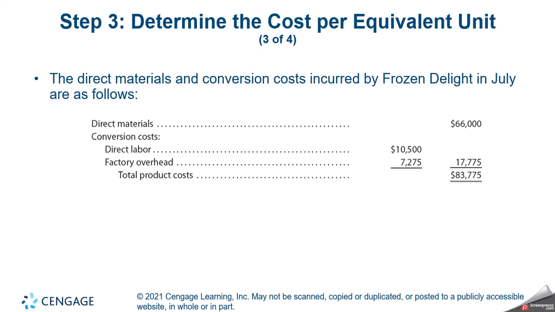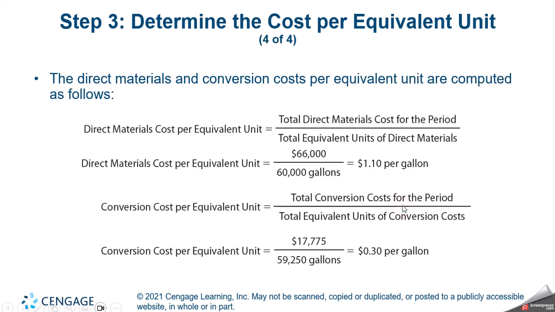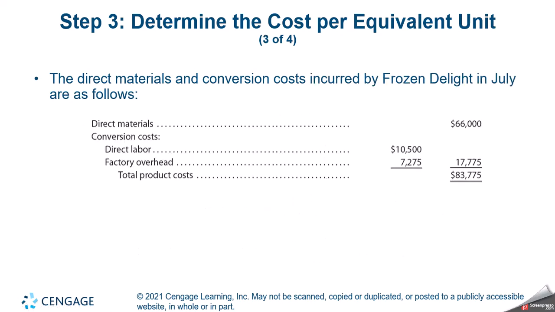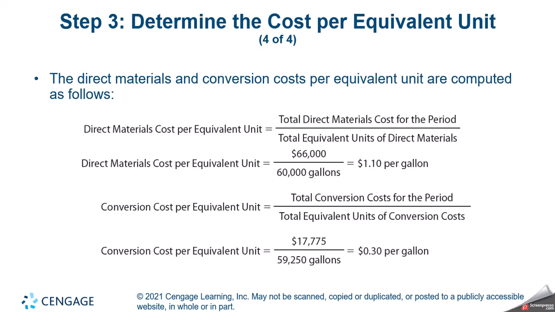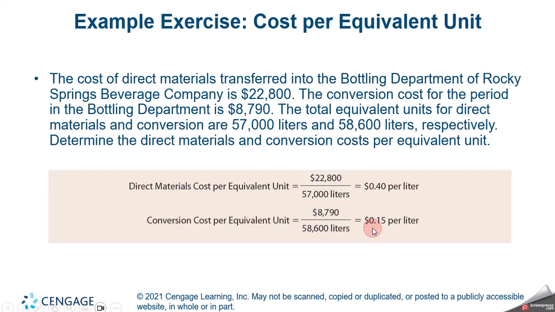So then we will allocate those out to our product costs based on these rates. So $1.10 per gallon is the total materials divided by the 60,000 gallons. Again, these were our total costs. So then our total direct labor and overhead, $17,775. Divide that by the equivalent units to get to a price per gallon.